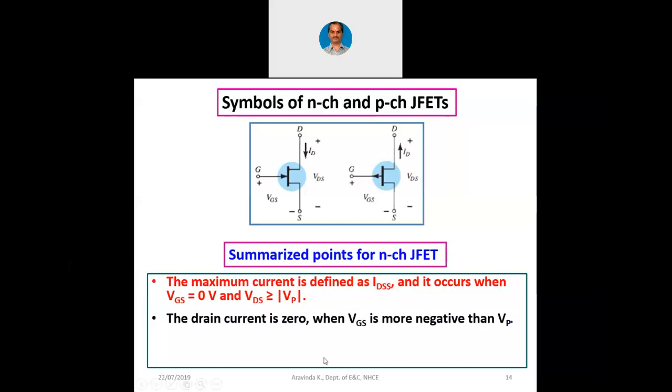Drain current is 0 when VGS is more negative than VP. Now we know that VP itself is a negative voltage, and if VGS crosses VP, then the device will be completely off. There cannot be a flow of current between drain and source. So drain current is 0 when VGS is more negative than VP.